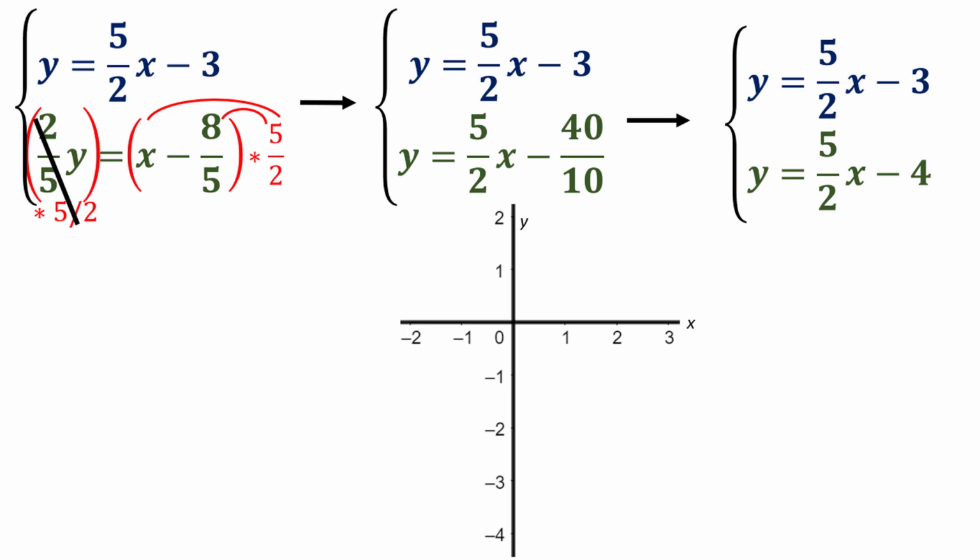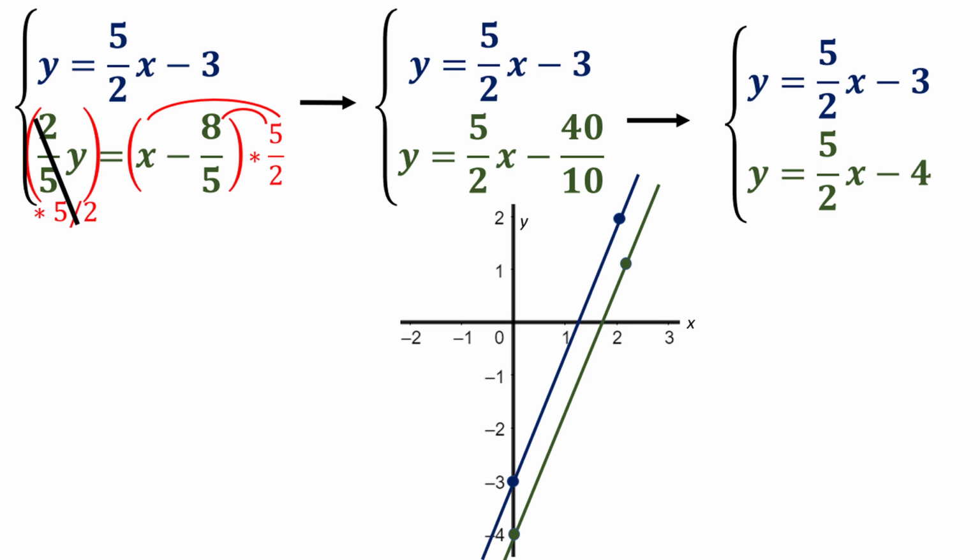The first line has a y-intercept of negative 3, meaning the point (0, negative 3) is on the graph. The slope is 5 halves, so we can move 5 units up and 2 units to the right to plot an additional point on the graph. We can connect the dots to draw our line. The second line has a y-intercept of negative 4, meaning the point (0, negative 4) is on the line. Then we can use the slope of 5 halves to move 5 units up and 2 units to the right to plot an additional point. We can connect the dots to draw our line.